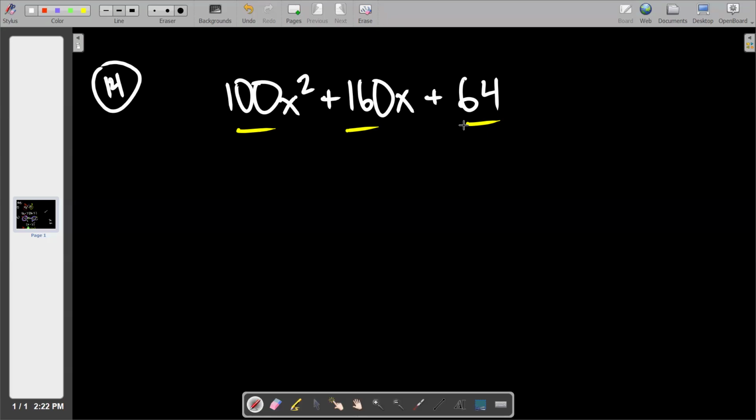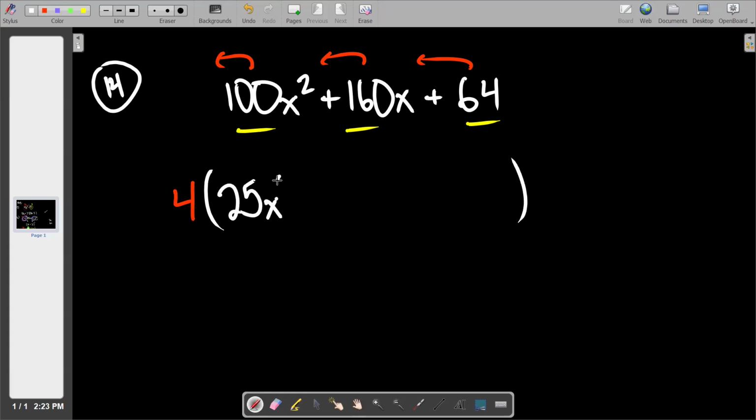GCF. I'm going to take 4 and undistribute it from all 3 terms, putting it right there. And then I'm going to rebuild the problem. What does 100x squared drop down to? 25. What does 160x drop down to? 40? That would be if you divided by 5. If you did 160 divided by 5, that'd be 32.